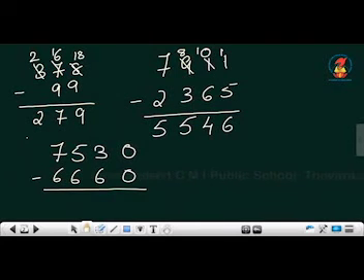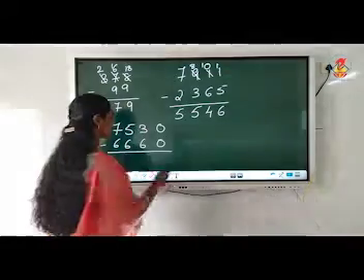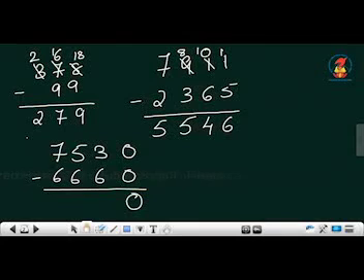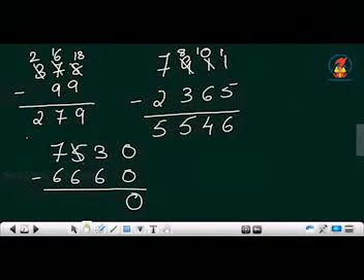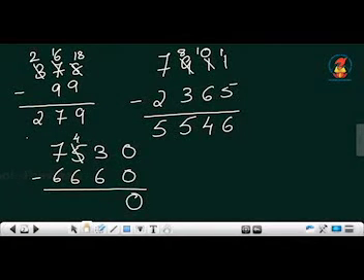Okay. 0 minus 0. What is it? 0 itself. 0 minus 0 is 0 itself. Now, 3 minus 6. Possible? Not possible. So, I am going to borrow from 5. This becomes 4 and this becomes 13.